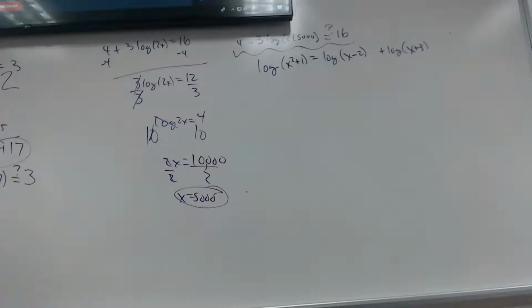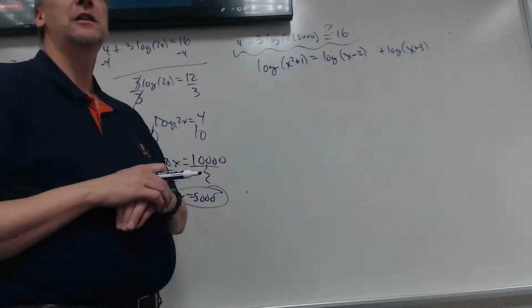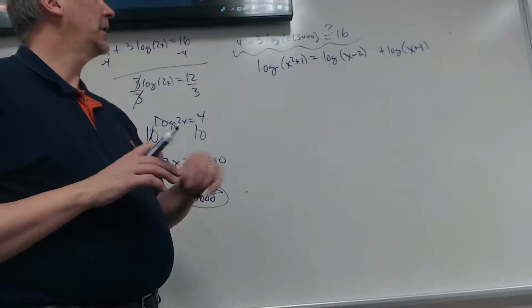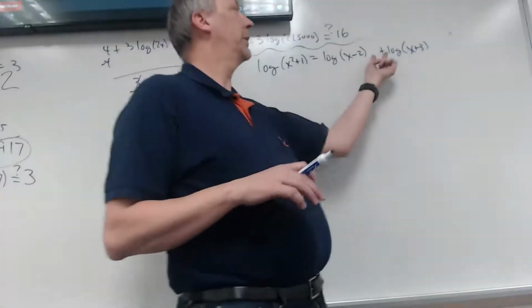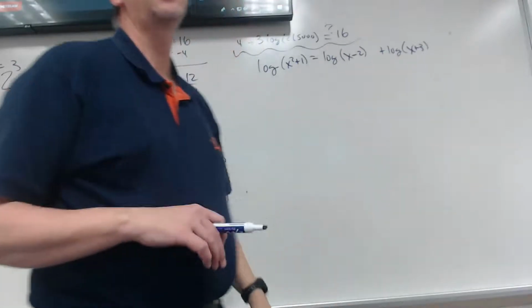I want to subtract the log of x plus 3, but that wouldn't be that helpful. Since it's log base 10, it would be nice if we could do the inverse log here. Yeah. But the problem is I get that plus in the way. Is there any way I can combine those?